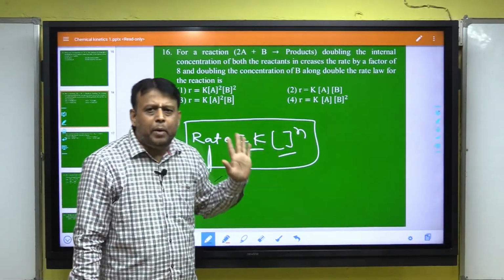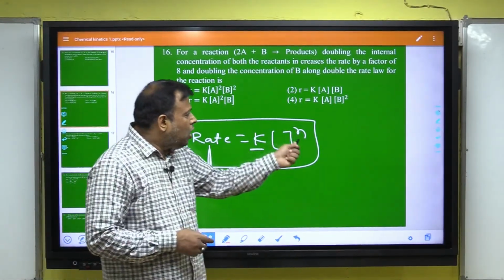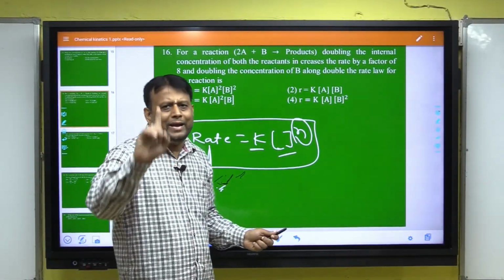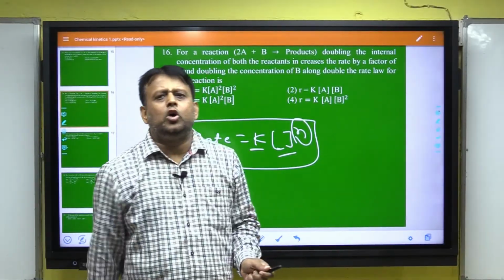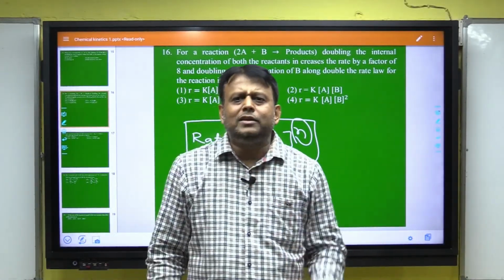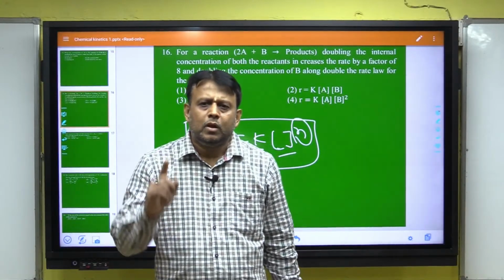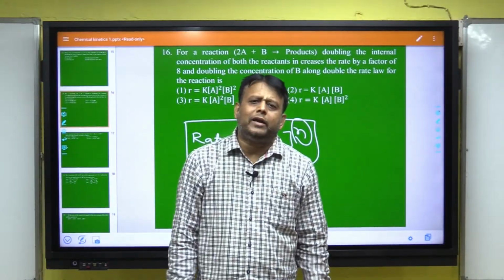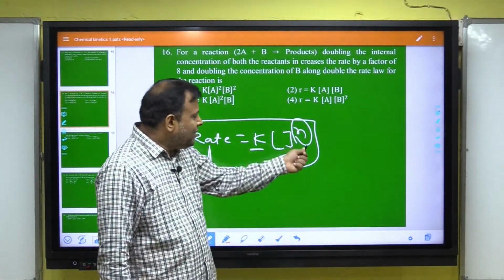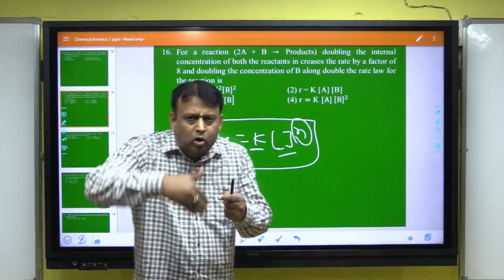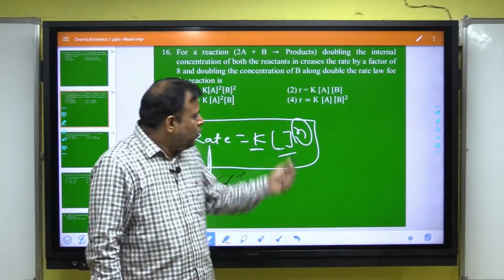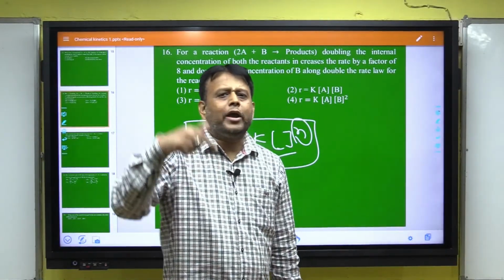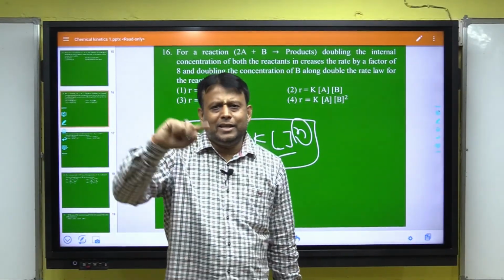It depends upon order. When order is 0, any conc to the power 0 is 1, and hence in case of 0 order, due to any change in conc of a 0 order reactant, rate is unaffected. When n is equal to 1, when conc changes n times, rate changes n times. When n is equal to 2, second order, when conc changes n times, rate changes n squared times.